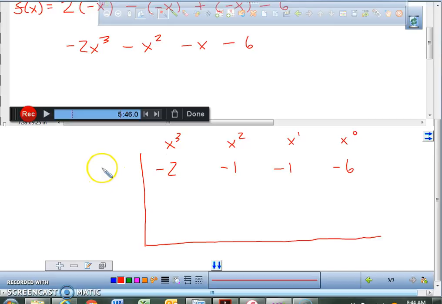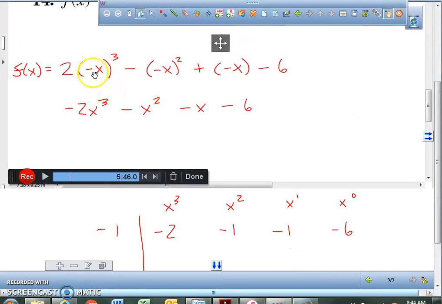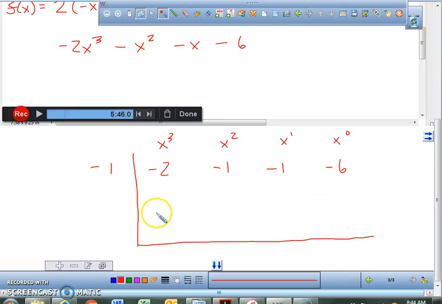Good. Now, I want you guys to understand, since I've plugged in a negative 1, if I choose to use a negative 1, I'm actually testing the number positive 1. If in the synthetic division you use a number, always know that you're actually testing the opposite of that number. How do you know it's the opposite? Because how did we start this problem out? We started by plugging in a negative x. So I'm actually not testing a negative 1, I'm actually testing a 1. So here we go.